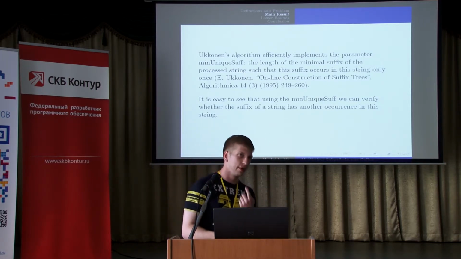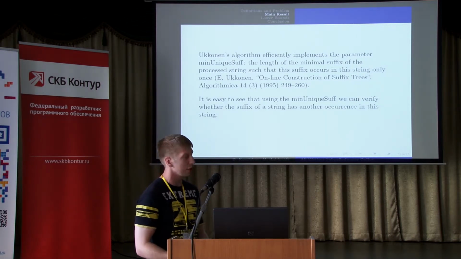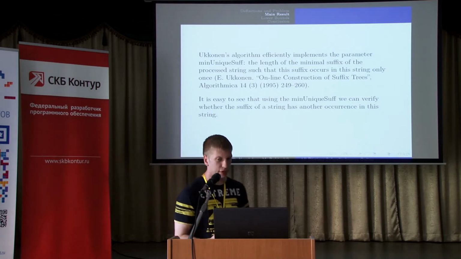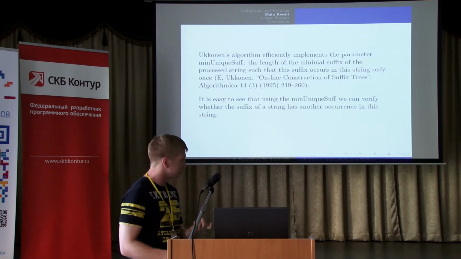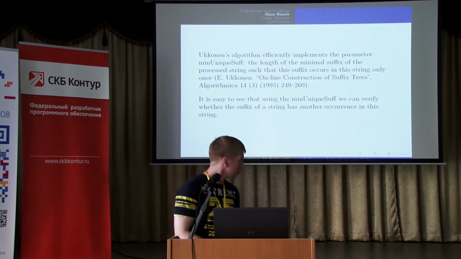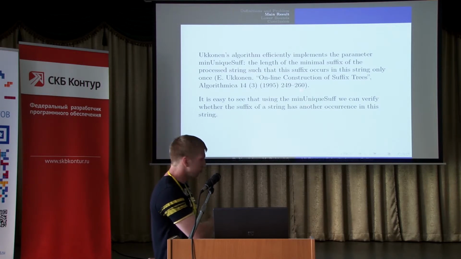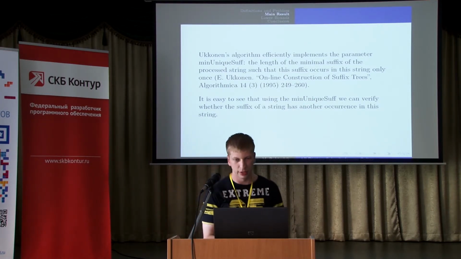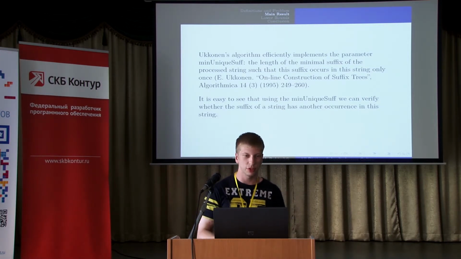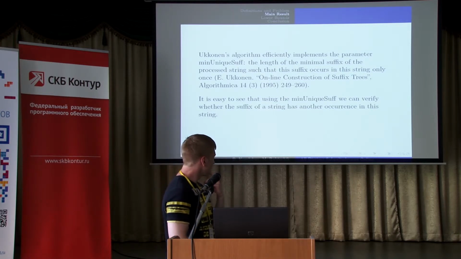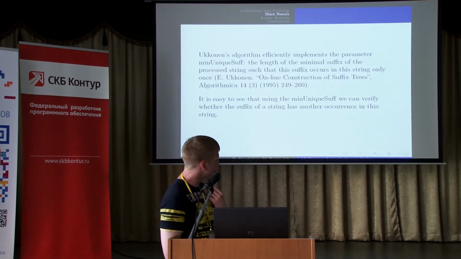So our algorithm to find all distinct subpalindromes of a string is to use Manacher's algorithm. And on every step, when we append a letter to the string, we find the longest palindromic suffix of the string. And we have to verify whether or not this suffix has another occurrence in the string. So we read this parameter from Ukkonen's tree, and we have the length of the minimal suffix of the current string that occurs in the string only once. And if the new palindromic suffix is shorter than this parameter, then this is a new subpalindrome of the string.